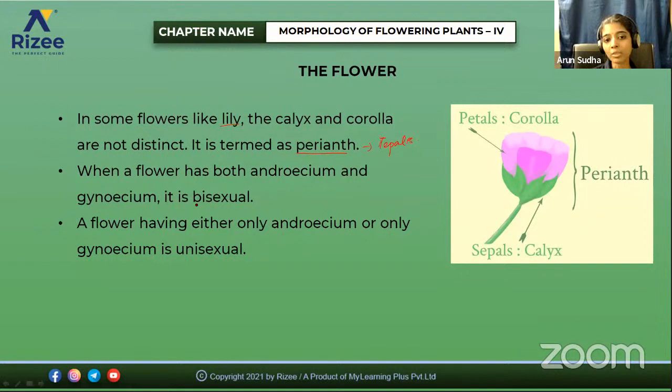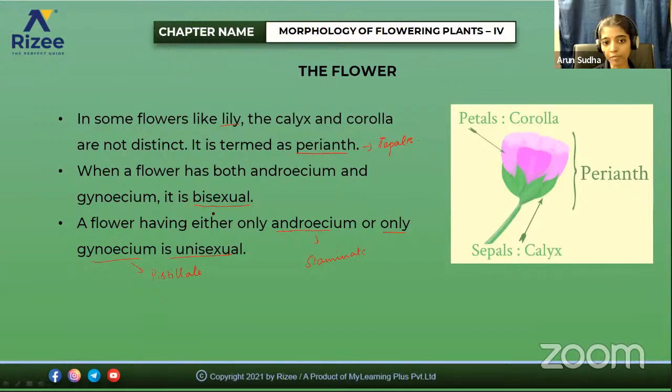And when a flower has both androecium and gynoecium, then it is called a bisexual flower. So a bisexual flower will have all the four whorls, calyx, corolla, androecium and gynoecium. But the flower having either only androecium or only gynoecium is called the unisexual flower. So that type of flower, that is only stamens or the androecium, is called the staminate flower. So it has only stamens. And if it has only gynoecium, it is called the pistillate flower.